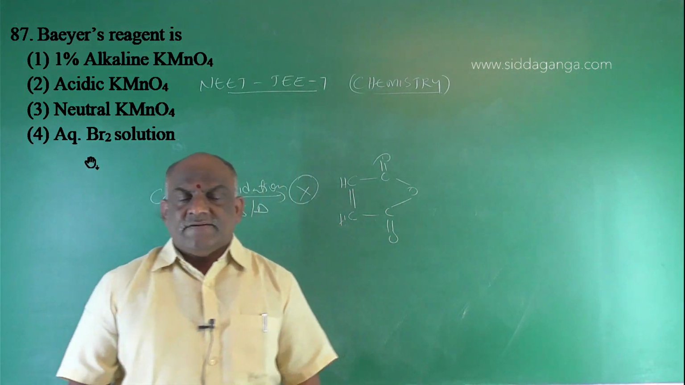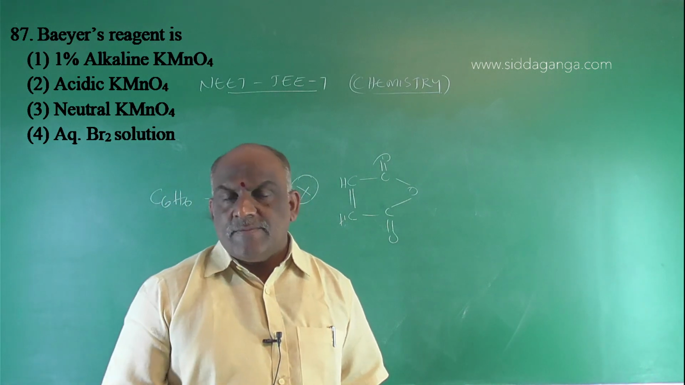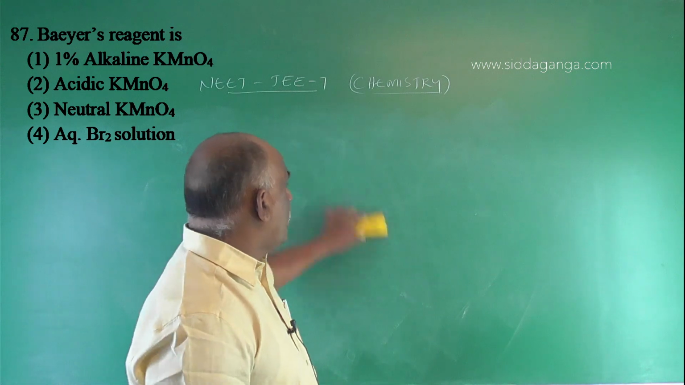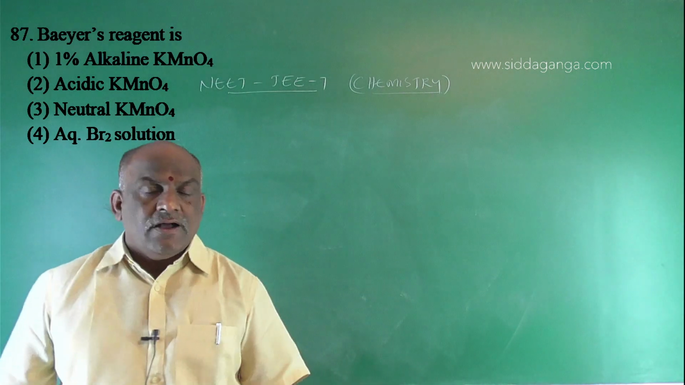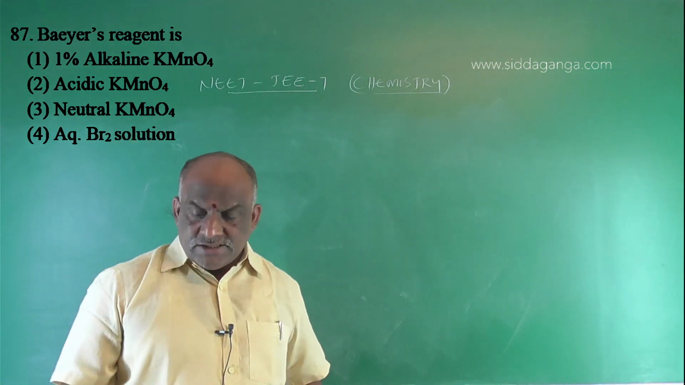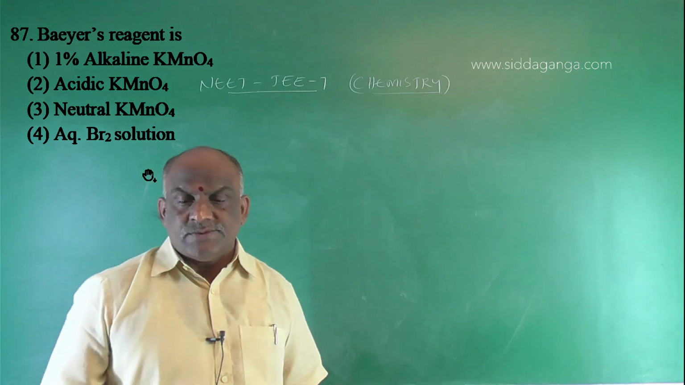Baeyer's reagent is a concept background question. Cold dilute 1% alkaline KMnO4 solution is called Baeyer's reagent. That is a direct concept background question from organic chemistry. So 1% alkaline KMnO4, the first option, is right for this one.